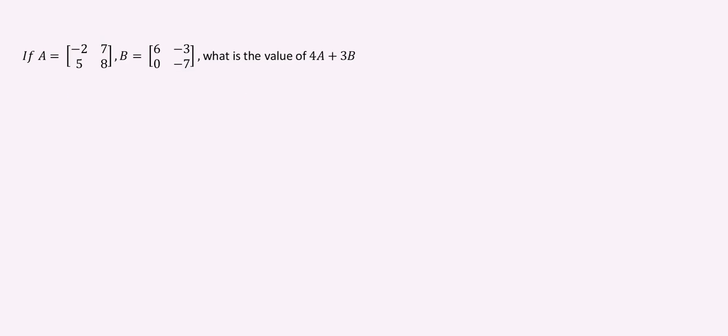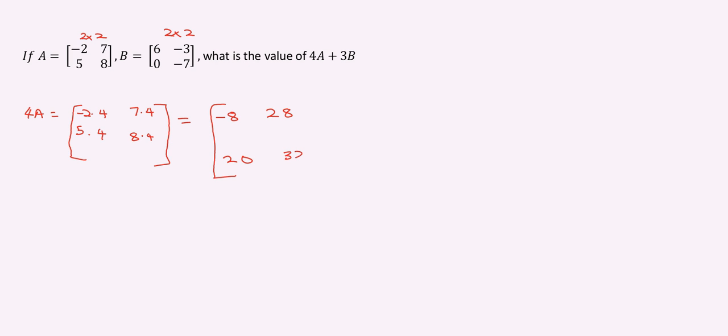Let's look at this other example. So we have a 2 by 2 here, and then we also have a 2 by 2 here. So 4A is equal to negative 2 multiplied by 4, 5 multiplied by 4, 7 multiplied by 4, 8 multiplied by 4. So this is going to give us negative 8, 28, 20, and then we have 32.